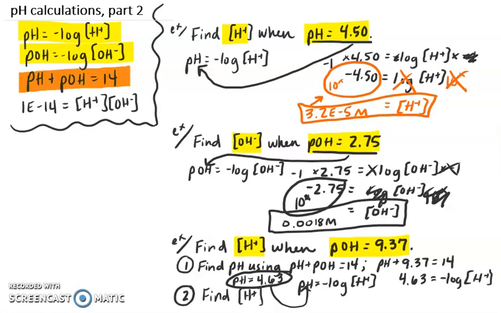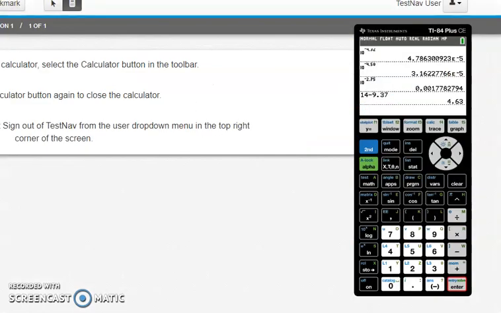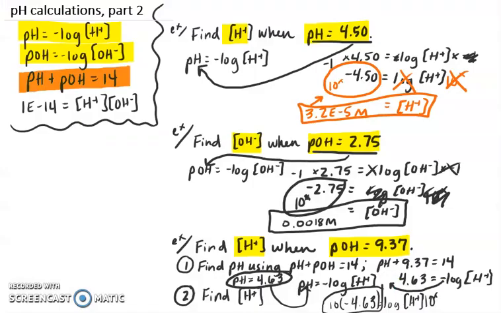Now hopefully you're starting to figure out a shortcut here. Does it make sense all the time? We just move that over. So negative 4.63 equals the log of H+. And again, I just take the anti-log. So 10 to the negative 4.63 is going to give me the answer. So let's go back to my calculator. 10 to the negative 4.63. 2.3 E to the negative fifth. So 2.3 times 10 to the negative fifth, M for molarity.